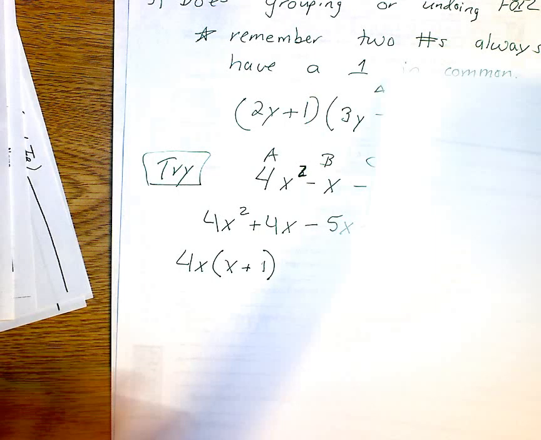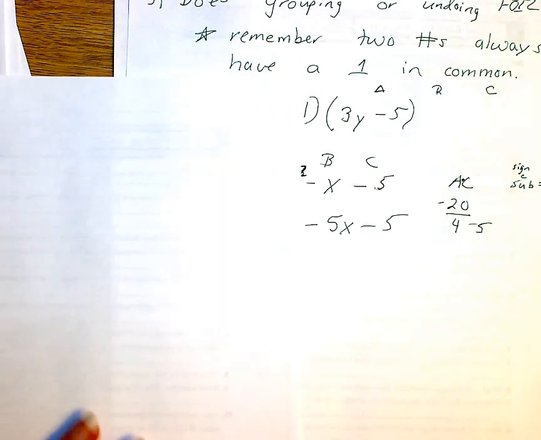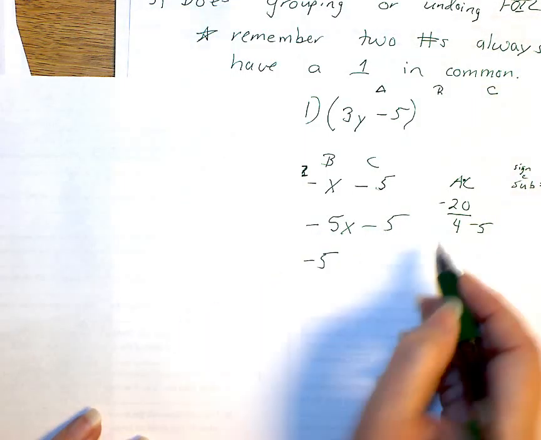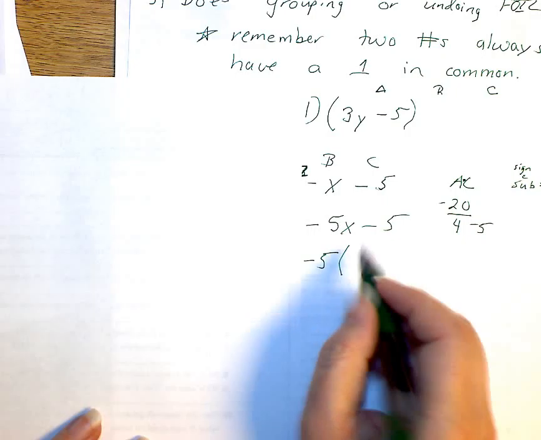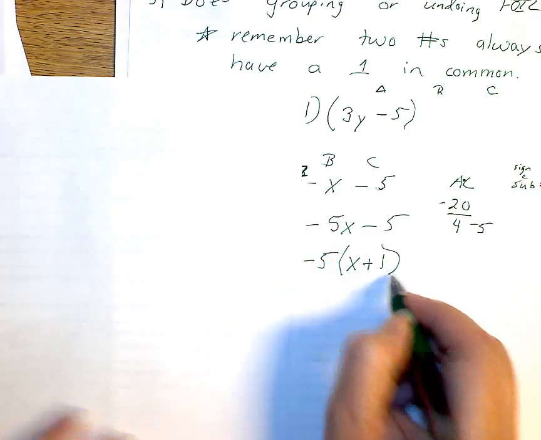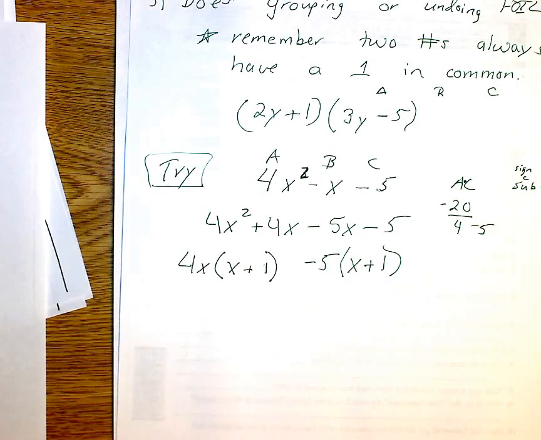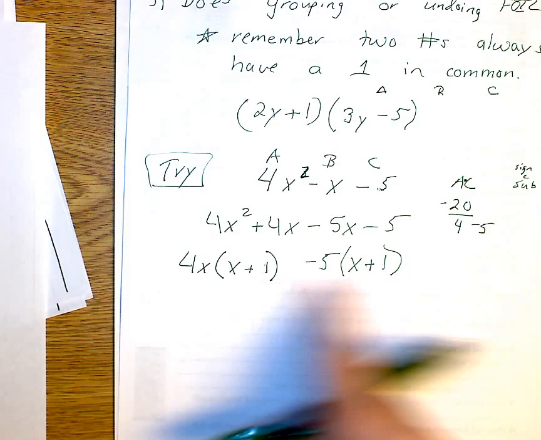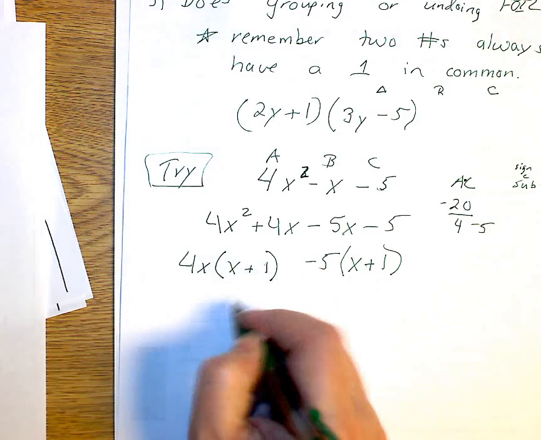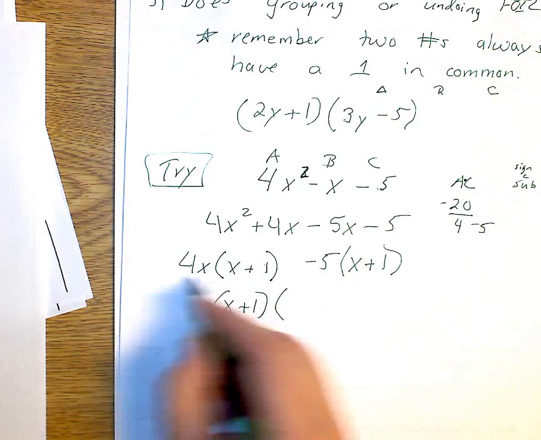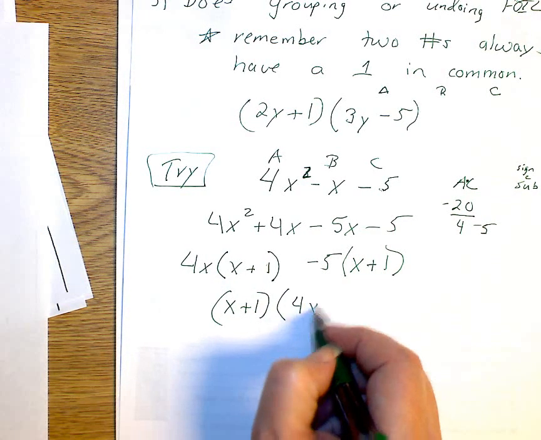Looking at this, what does this have in common? -5. -5. Wow. What's left? x plus 1. Plus 1. What is in common here? x plus 1. x plus 1. What's left? 4x minus 5.